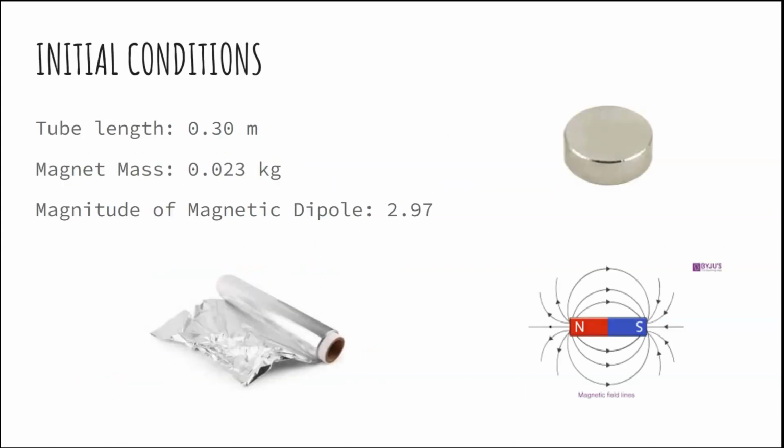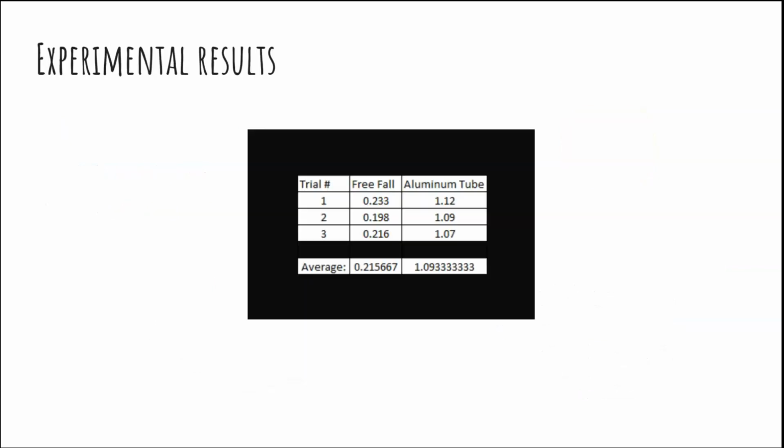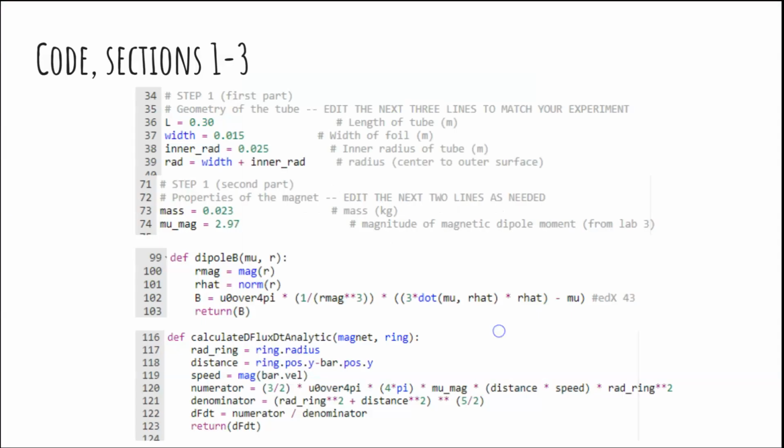Initial conditions here: the tube was 0.3 meters or 30 centimeters long, the magnet was 0.023 kilograms, and the magnitude of the magnetic dipole was 2.97 coulombs, and that is from Lab 3. Here are my results from each of those three trials averaged out to get that 0.216 and 1.09 seconds, respectively.